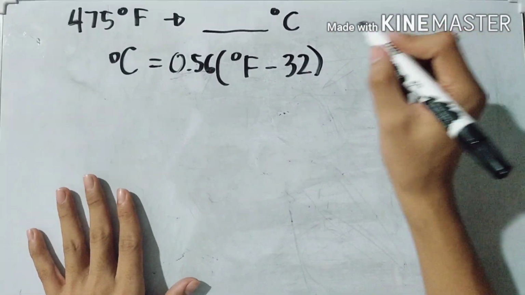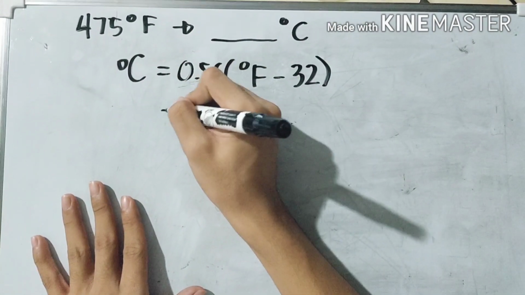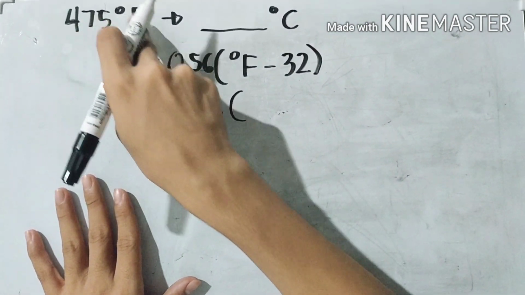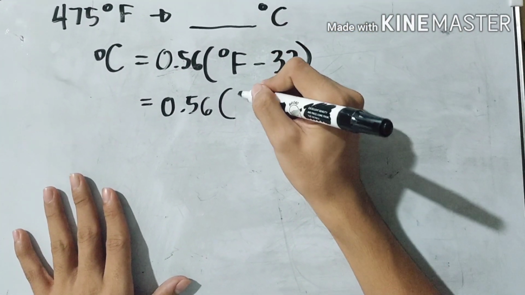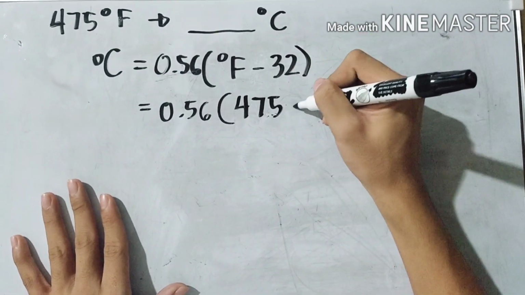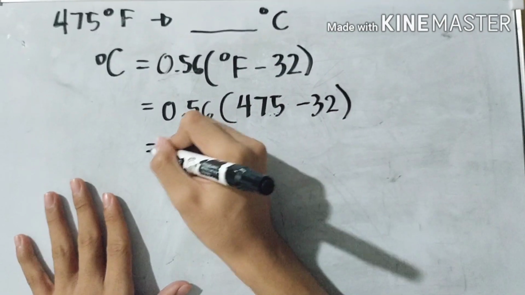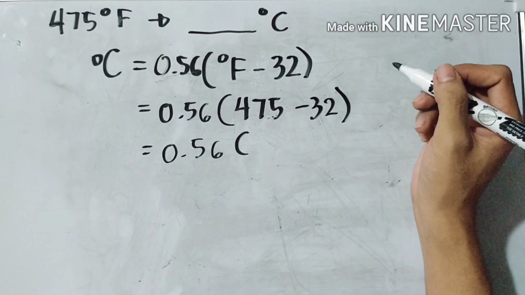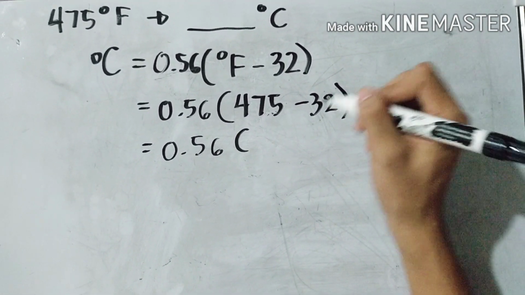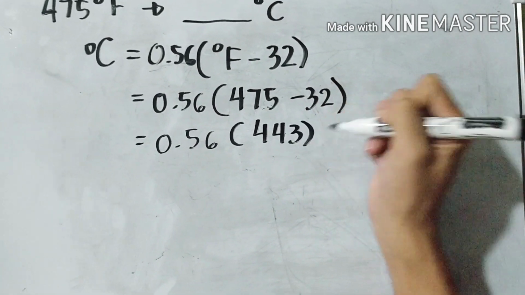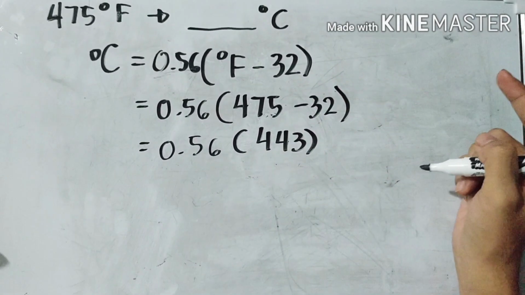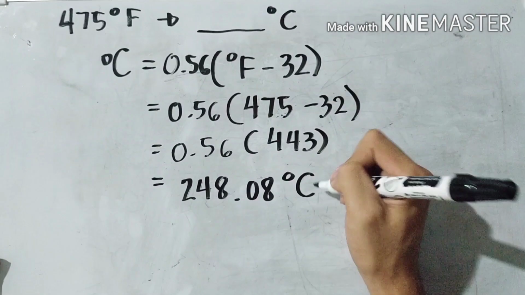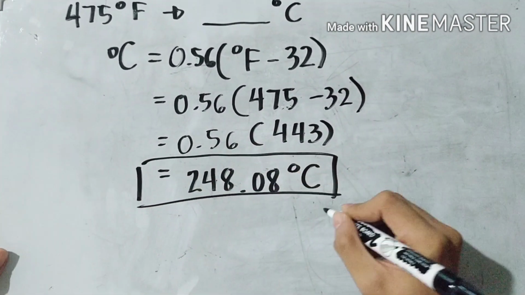Okay? So, ang given, 475 degree Fahrenheit. So, 0.56 multiplied. Ano yung given? 475 degree Fahrenheit. So, itong degree Fahrenheit, papalitan na natin siya ng 475 minus 32. Then, 0.56 multiplied by what is 475 minus 32. So, equal to 443. And then, you multiply this to 443. That is equal to 248.08 degree Celsius. So, that is your final answer.